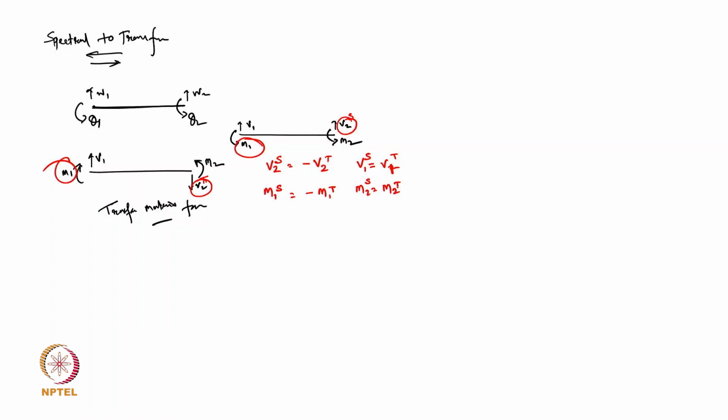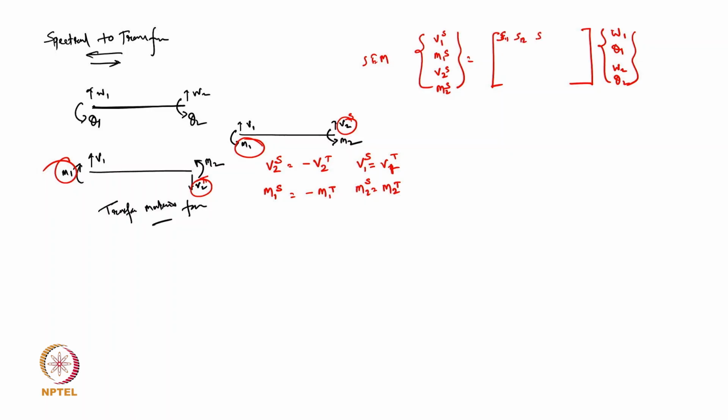We have seen already that in the spectral element form, once we write the forces on the left hand side, that is V1S, M1S, V2S, M2S, that will be equal to our spectral element matrix times W1, theta 1, W2, theta 2. I am writing W1, theta 1, W2, theta 2 because they are the same for both cases, so I am not using any other subscripts. So that is the spectral element case. Here you can say S11, S12, S13, S14, and so on; it is a full matrix.